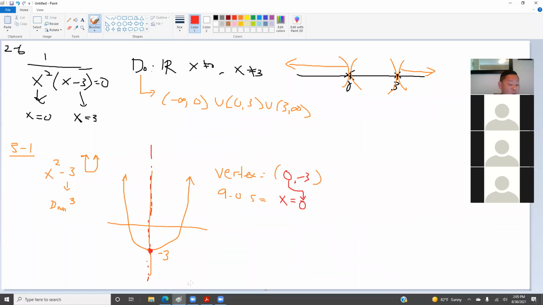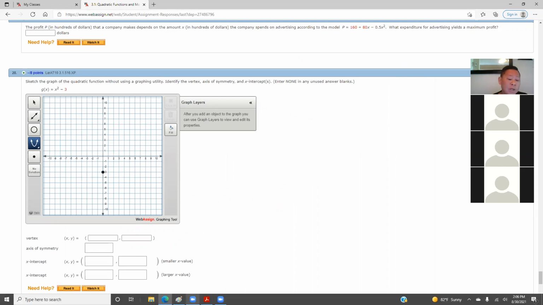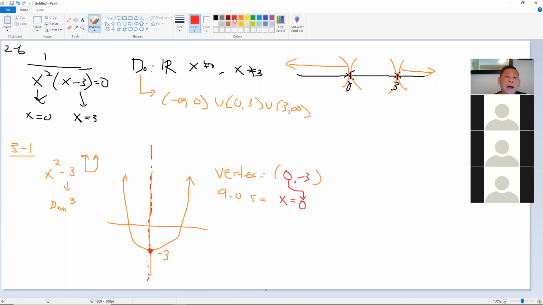So now I'm going to teach you how to draw this graph in your WebAssign here. So we know it's going to be a parabola with the vertex. Vertex comes first, so 0, -3. Now, unfortunately, in WebAssign you need another point. So what you do here is you just plug in another number. Let's say you plug in x is 1. Plug it into here. So you get 1 squared minus 3. This is actually -2. So your coordinates are 1, -2.